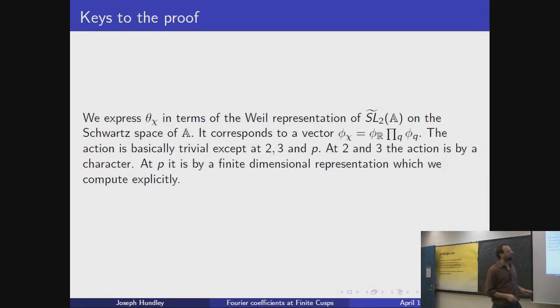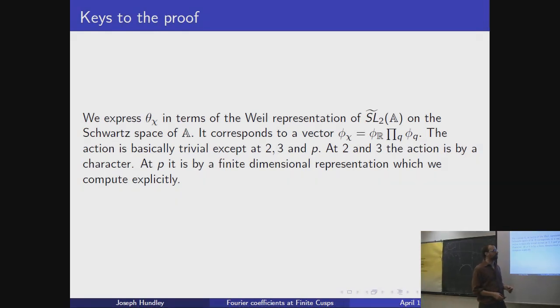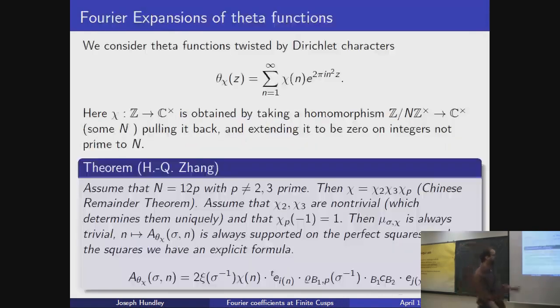Then our theta function corresponds to a certain element of the Schwartz space of the adeles, which is the product of the classical Schwartz space, the reals, and then something analogous at each prime. What's important is that other than 2, 3, and p, what you have is a fixed vector. It's just fixed. At 2 and 3, your vector is not fixed, but the group that corresponds to gamma naught 4n squared is acting on it by a one-dimensional representation, or put differently, just by scalars. So those scalars are reflected here.